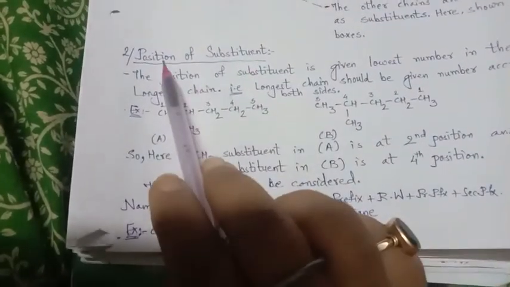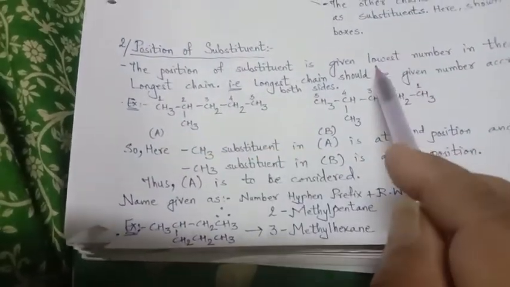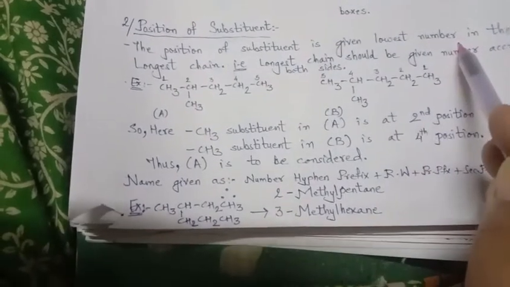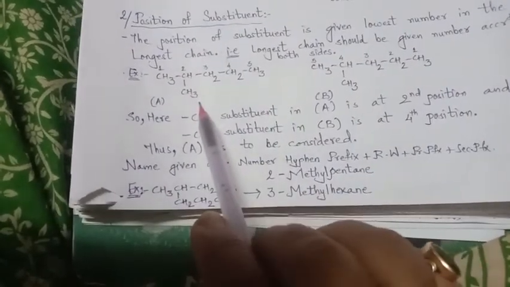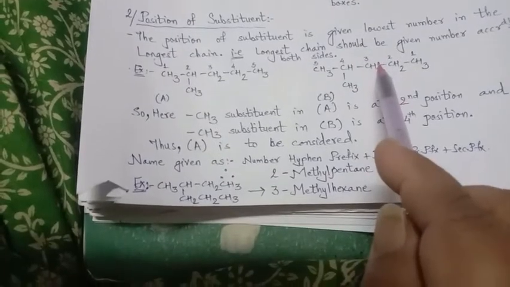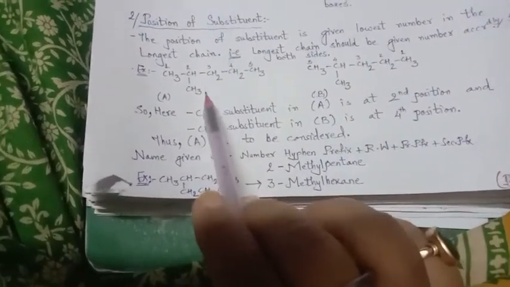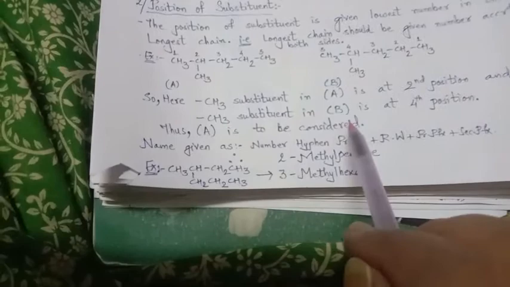So what is to be given as the position of the substituent? The lowest number from either side. So if we consider from this side, it is second. From this side it is fourth. So we will have to consider the lowest number. So A is to be considered.